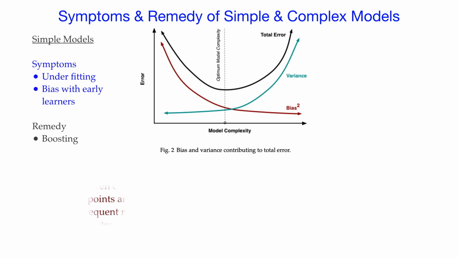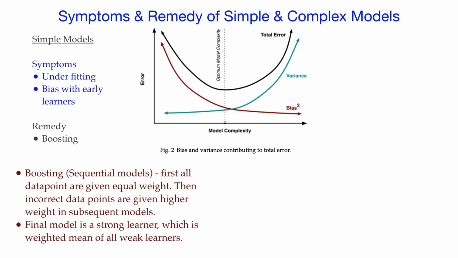To fix this problem, we have to do boosting. In boosting, what happens is to start with, all the data points are given equal weight. And when we do the experiment, we identify the incorrect data points and then we repeat the experiment again. In the subsequent model, we give higher weight to the inaccurate or incorrect data points. We repeat this model several times and the final model is a strong learner which is a weighted mean of all these weak learners.